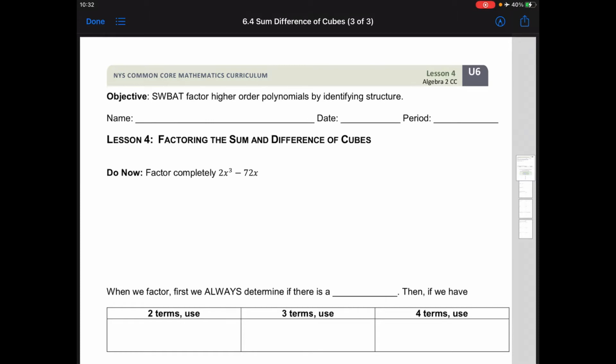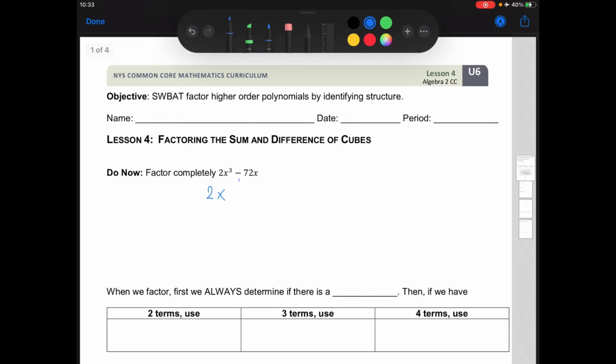So here, again, it's asking us to factor completely. The first rule is to always look for your GCF. So your GCF here is 2x, and you're left with x squared minus 36. So now look at the inside. You must always check, especially since the word completely means that there might be more than one type of factoring.